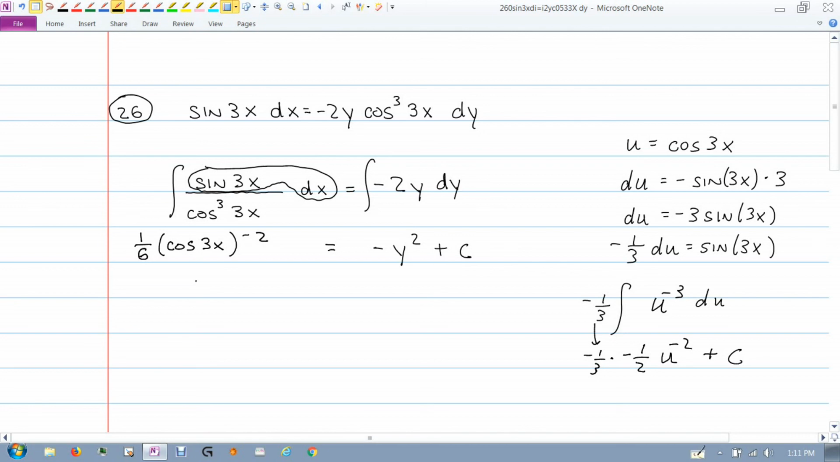Okay, so they just rewrite this as 1/6. And again, this is really 1 over cosine squared of 3x, so that just becomes secant squared 3x equals negative y squared plus c. All right. Looks fine to me.